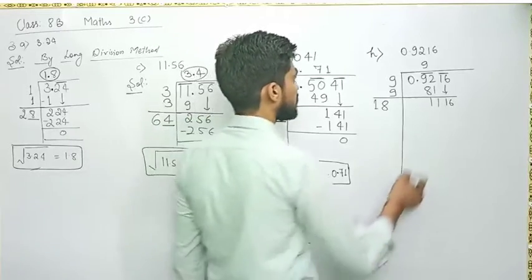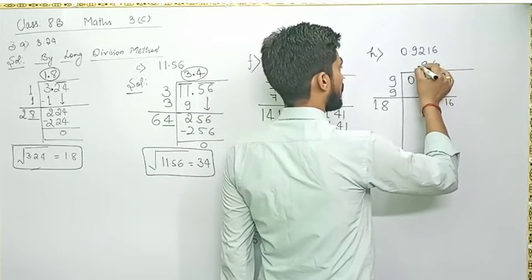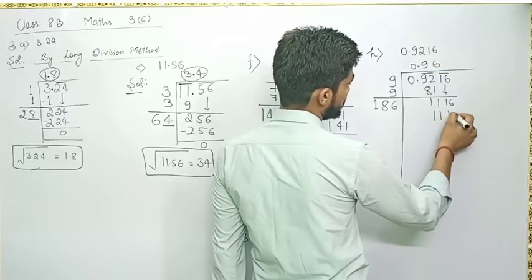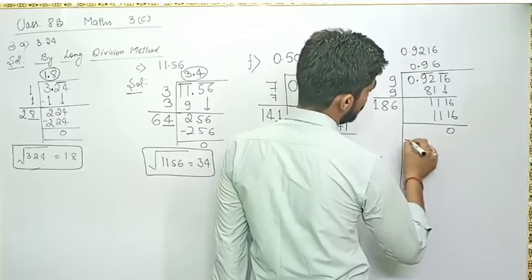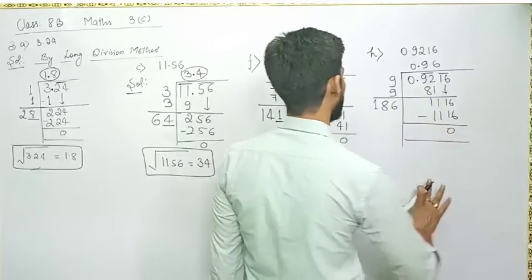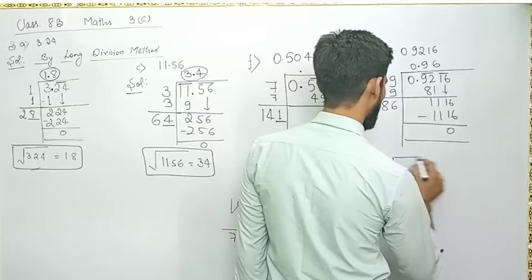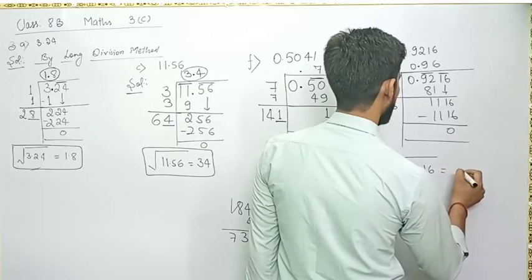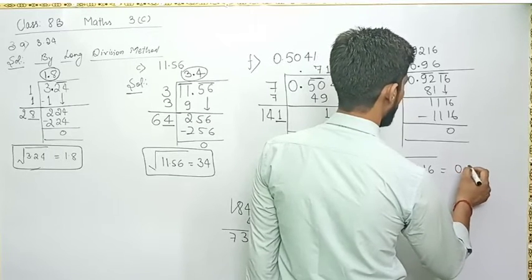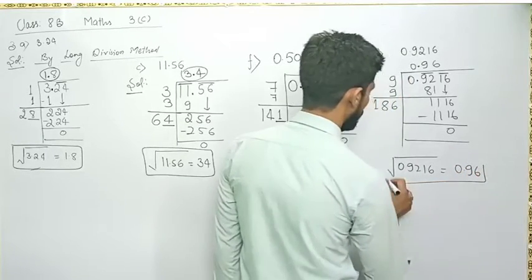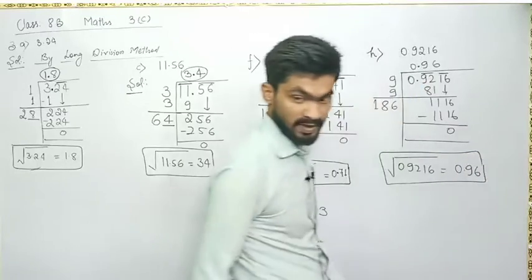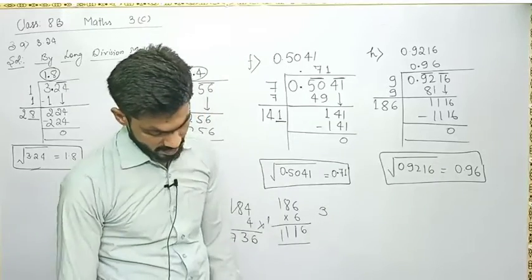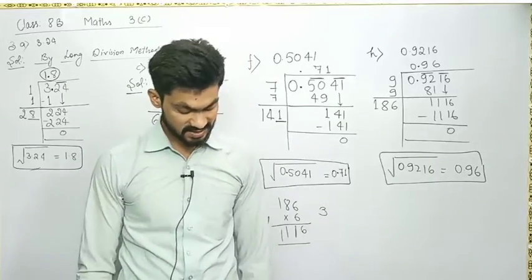So we can write here 6 times. It will become 6. It will become 11, 16 and it will become 0. So dear children, you can write in this manner that the square root of 0.9216 is equal to how much? 0.96, and that will become your answer. So by this way you have to solve this question. So dear children, from my side I have completed 3C.